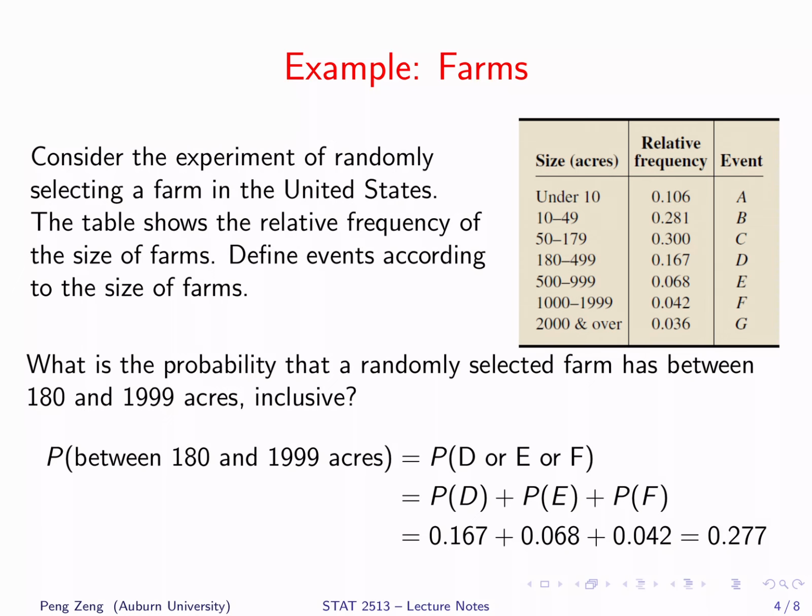Look at this example. Consider the experiment of randomly selecting a farm in the United States. The table shows the relative frequency of the size of farms, which are essentially the probability of farms of different sizes. We use letters A to G to denote different sizes of farms. The question is, what is the probability that a randomly selected farm has between 180 and 1999 eggs exclusive?